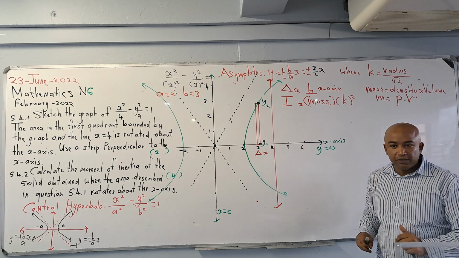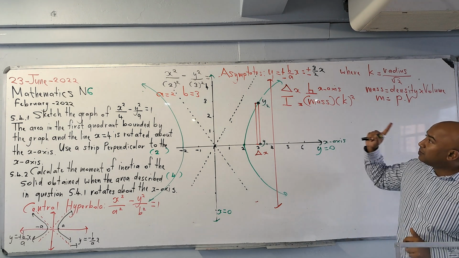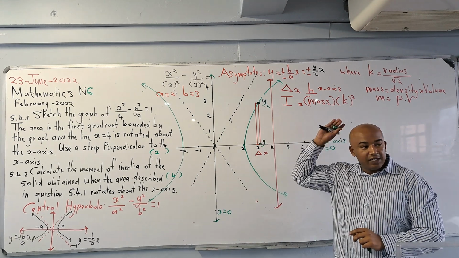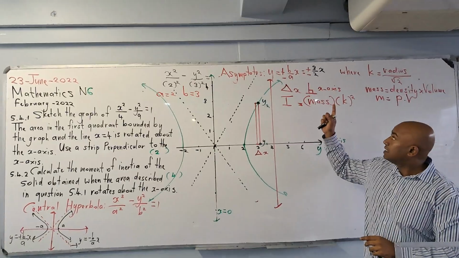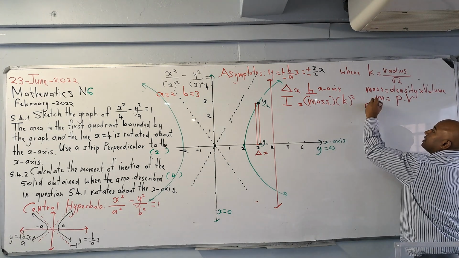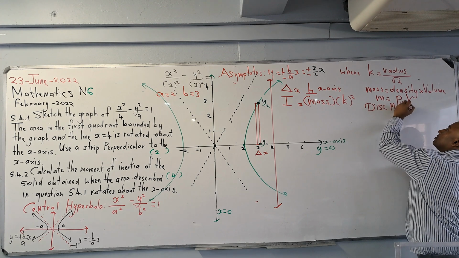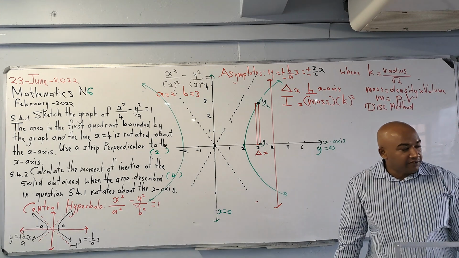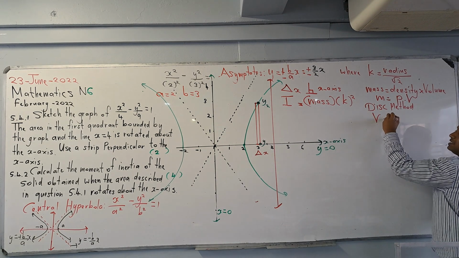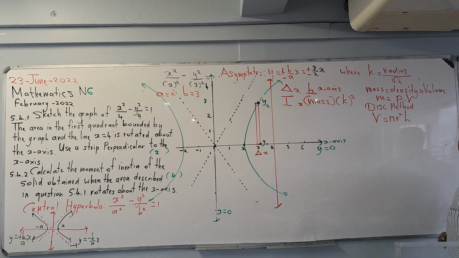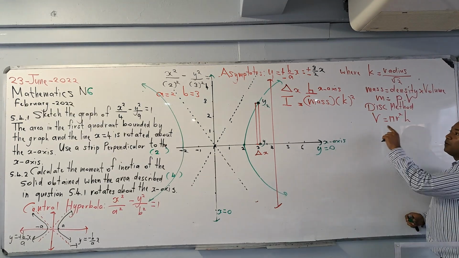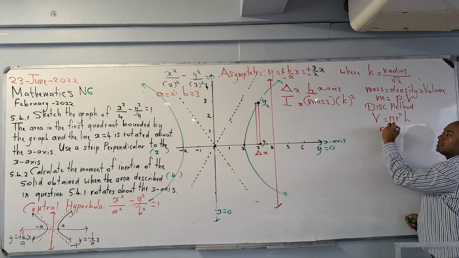But which method will we be using? Now it all depends on whether your representative rectangle is perpendicular or parallel. Clearly it is perpendicular. So if it is perpendicular, we are using the disk method. What is the disk method for volume? It's area of base times height, pi r squared h. What's important is the radius.